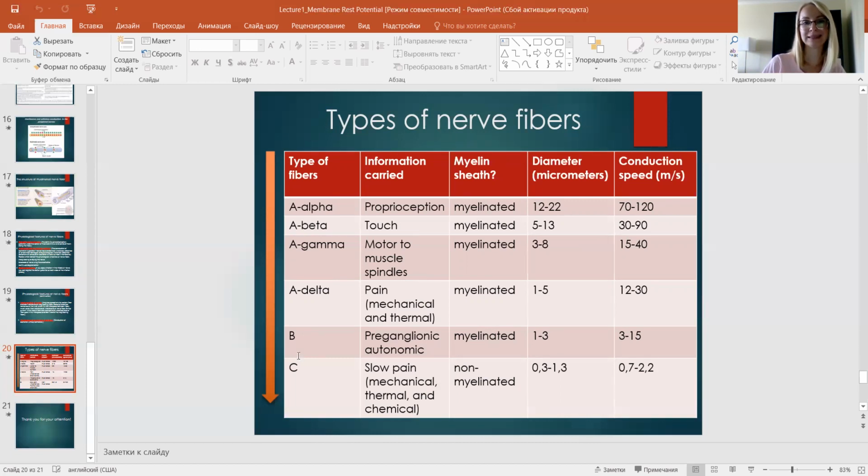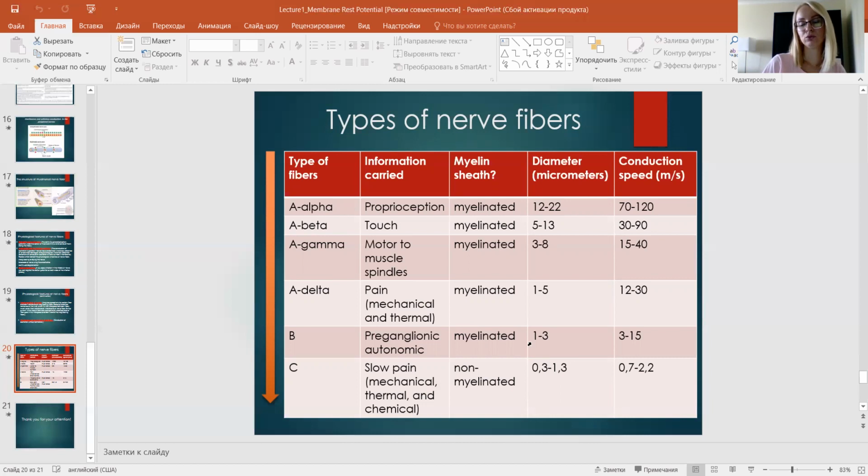And the last group is C type. It's responsible for carrying information about slow pain, mechanical, thermal, and chemical. Only C type doesn't have a myelin sheath, so it is an unmyelinated nerve fiber. The diameter is from 0.3 to 1.3 micrometers, and the conduction speed is from 0.7 to 2.2.